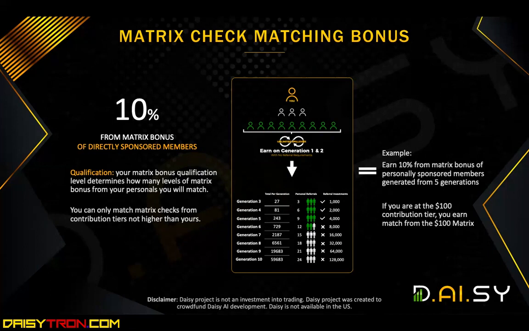Let's say you introduce John, and John today made $5,000 on the matrix bonus, provided up to the same generations and tiers that you have unlocked. You get 10% of that. So assuming you were qualified up to the same generation as John or higher, well, in this example, you make 10% of 5,000 and you would make $500 on top of everything else that we've already shown so far.